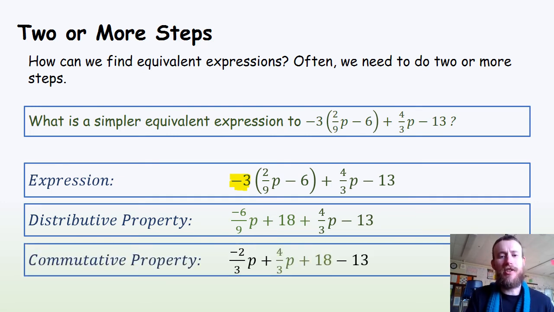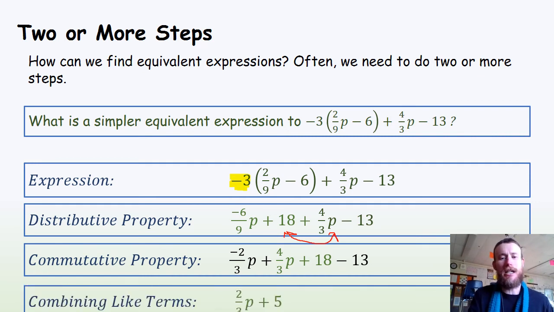Commutative property, that means we're going to swap terms. So again, I'm going to choose to swap these 2 middle terms so I can get the p terms next to each other. This term has a p in it, this term has a p in it, and then the 2 constant terms next to each other, which are 18 and -13. So I get them next to each other so that I can then combine.